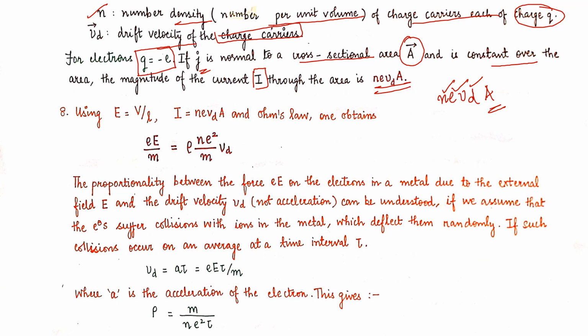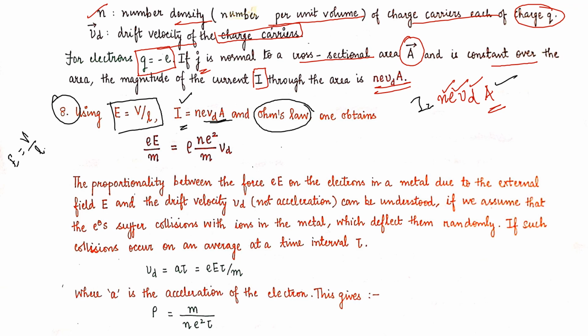Now we have this eighth point. Using E equals V upon L, the electric field applied equals the potential upon the length of the circuit wire, where I is the current flowing, which is given in terms of drift velocity as n e v_d A. See over here, this is the equation, and we have applied Ohm's law for correlating V and I, that is potential and current. Then e E, that is charge times electric field divided by mass, equals rho into n e squared upon m v_d.